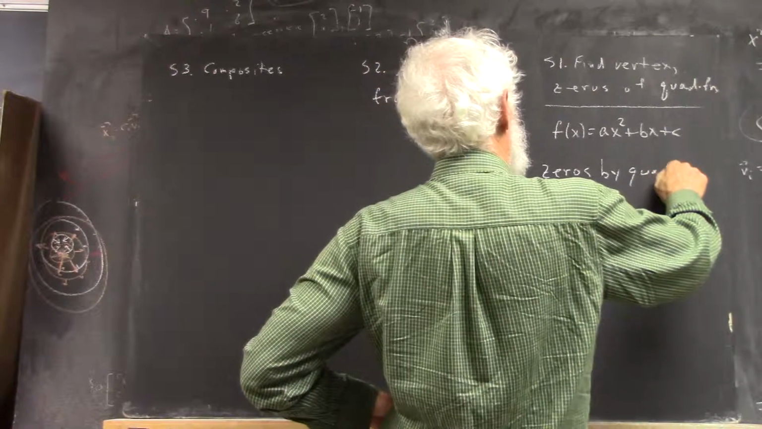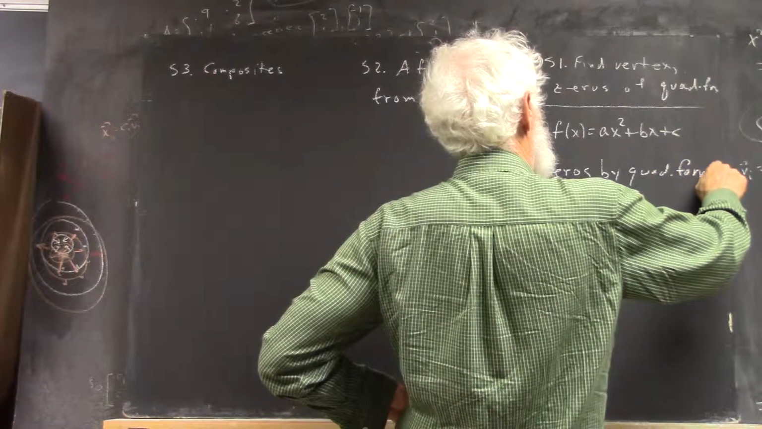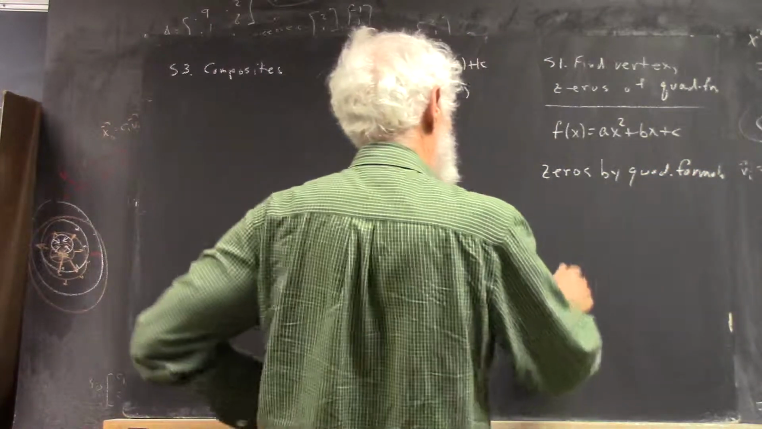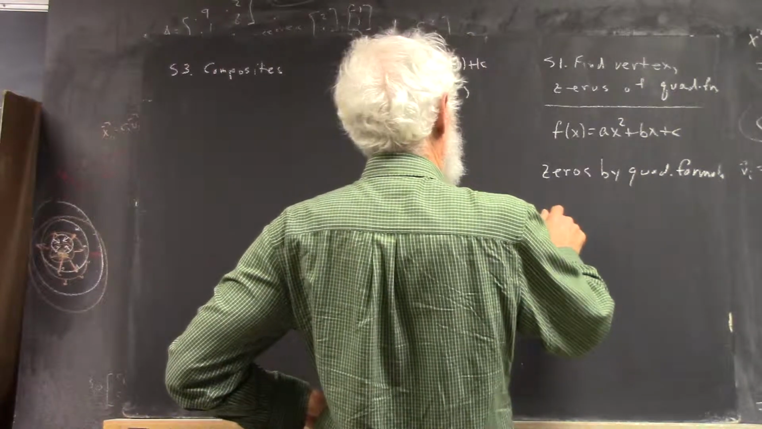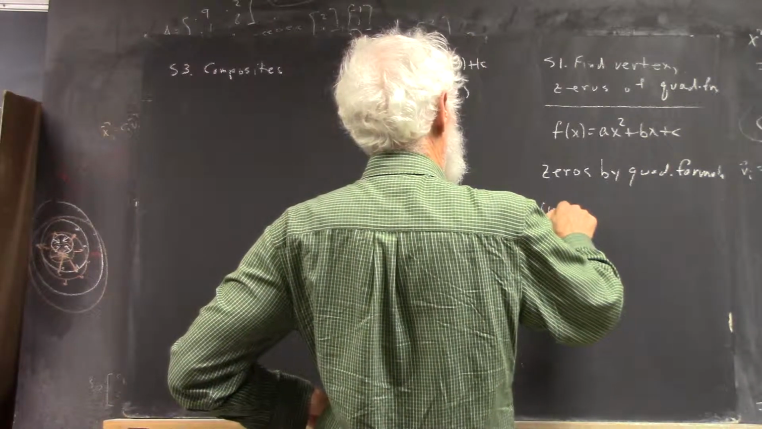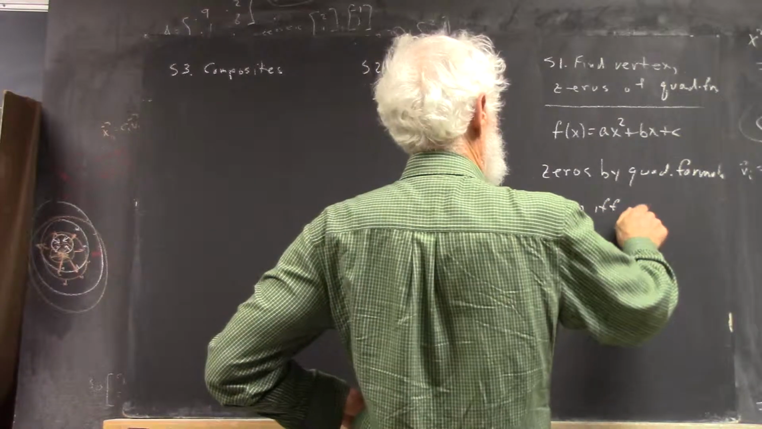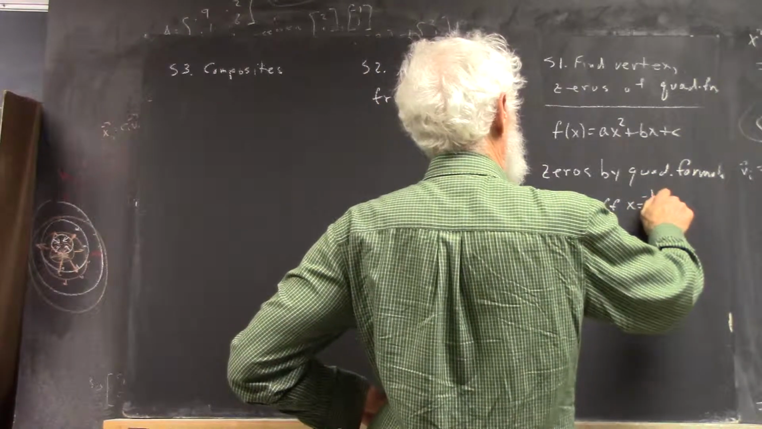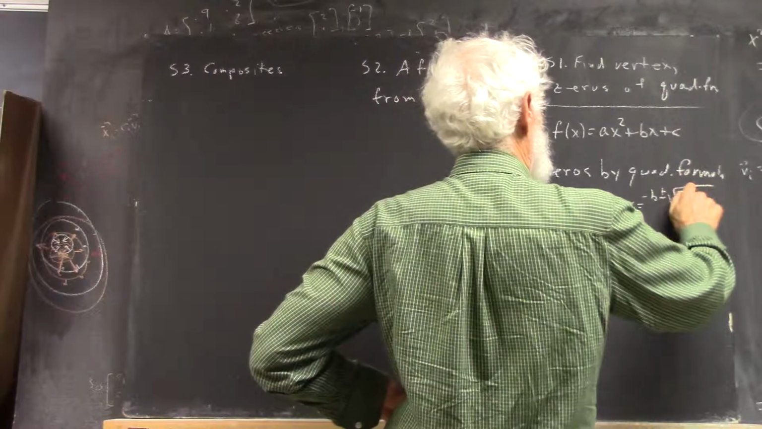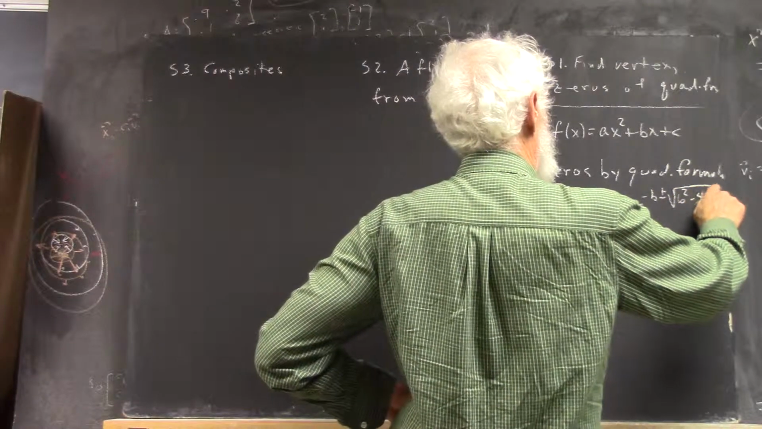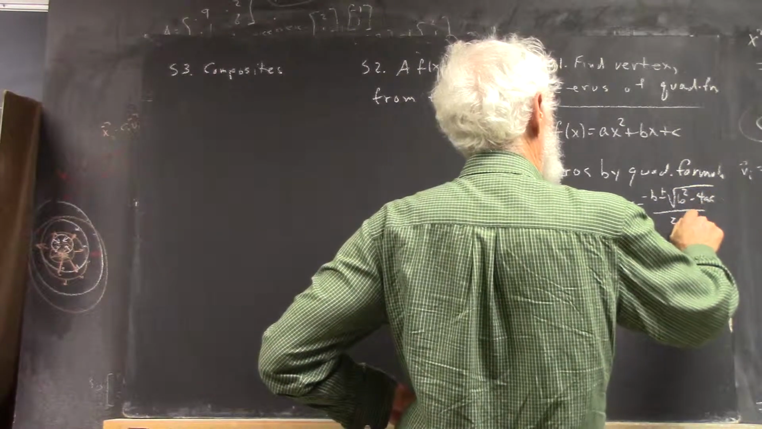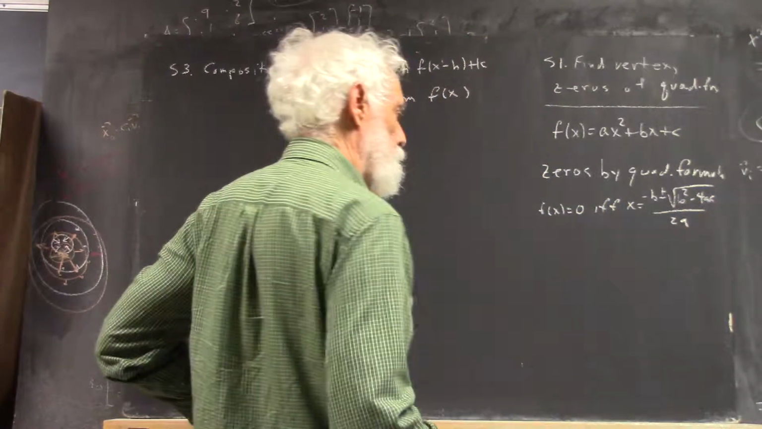Zeros by the quadratic formula. And the quadratic formula says f of x equals 0 if and only if x equals negative b plus or minus the square root of b squared minus 4ac, divided by 2a. This thing under the square root is called the discriminant.